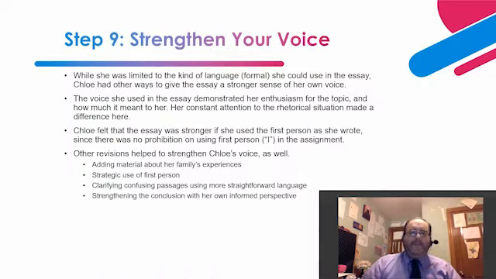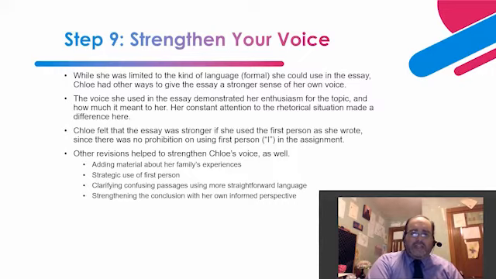Okay, now we're back. So the next stage after all of those revisions, next thing that Chloe had to go into was strengthening her voice. Okay. While she was limited to the kind of language she could use in the essay, Chloe had other ways to give the essay a stronger sense of her own voice. Okay. This is how she basically made it sound like her. Okay. She had to use formal language, but there were ways that she could alter the language so that it sounded more like she was telling you what was going on. It was her story.